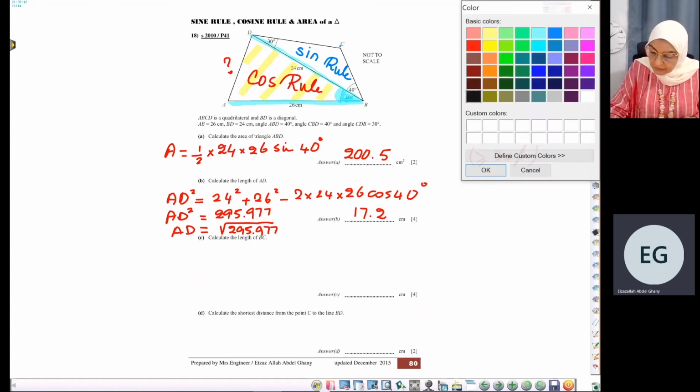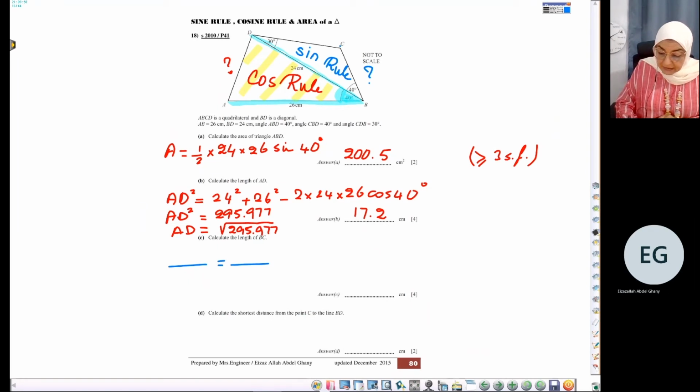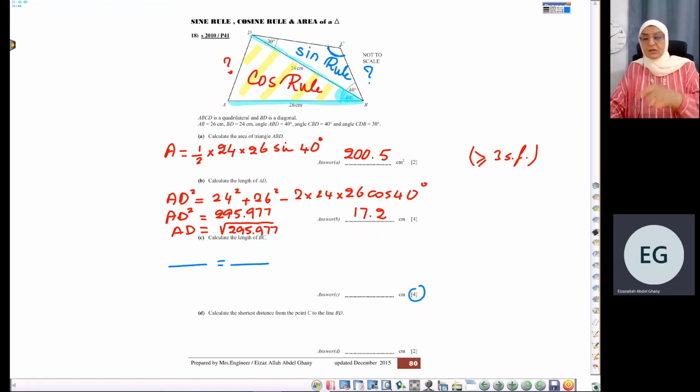We go to the other triangle, the blue one. BC, then you shift to the other triangle and use the sine rule: side over sine equals side over sine. There is a trick. We need to find angle C first. That's why it's worth 4 marks, although it's sine rule. Sine rule is always worth 3 marks.